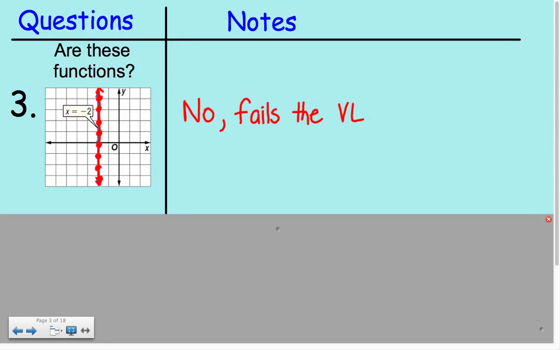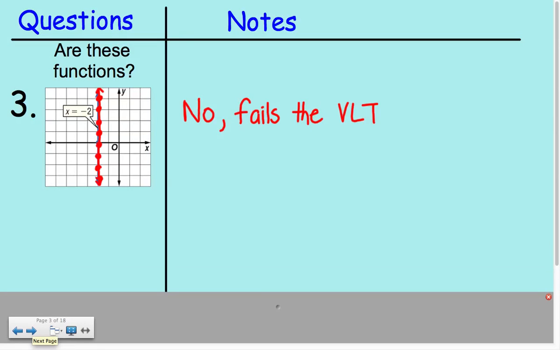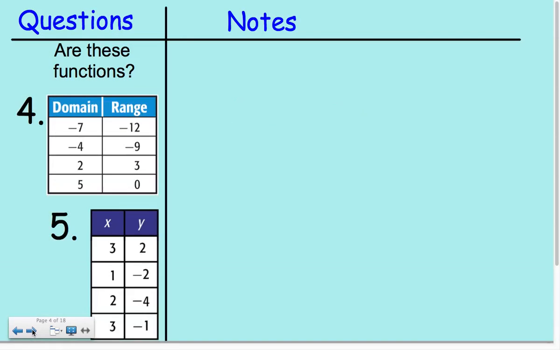Now remember, the vertical line test can only be used if it is a graph. It won't work for a table or coordinate points or a mapping, only graphs.